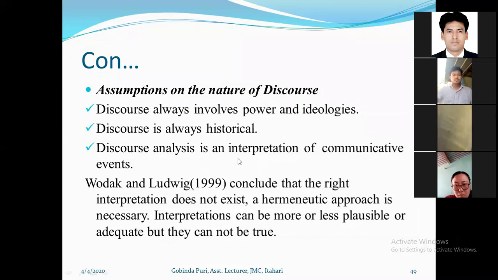Wodak and Ludwig 1999 conclude that the right interpretation does not exist. A hermeneutic approach is necessary. Let me just tell you what the hermeneutic approach is. The term hermeneutic means interpretation: interpretation of any text in relation with other factors, maybe environment or other actors concerned with the particular discourse. If you understand it with the interaction, with the interpretation along with this, then that becomes the hermeneutic approach that is necessary. Anything does not give meaning alone. It has to be connected with other components, other factors existing at that particular time or location.